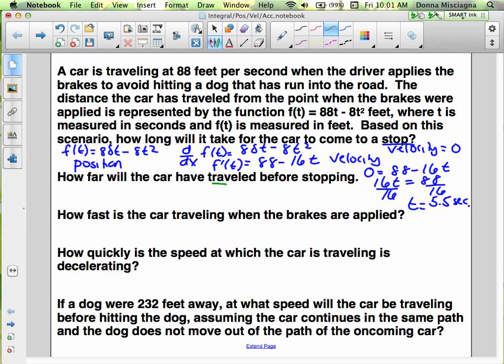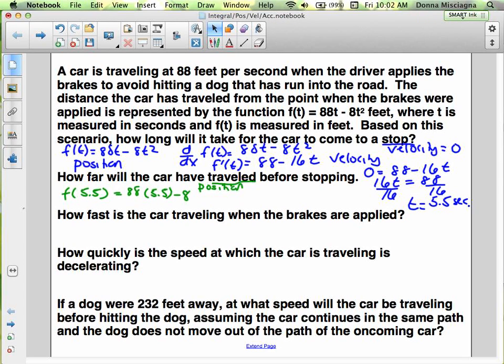Traveled, that's our position function. That means how much does our position change? We're going to use the function that we're given, the 88t minus 8t squared, and we want to put in the time, t equals 5.5, because that's when we stopped. So we're just going to evaluate our position function at 5.5. So we have 88 times 5.5 minus 8 times 5.5 squared.